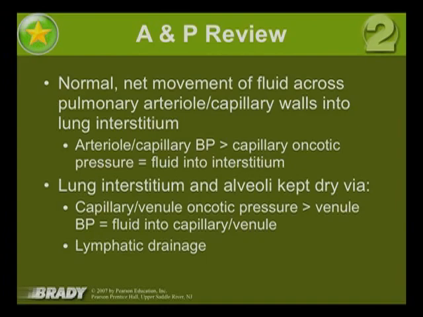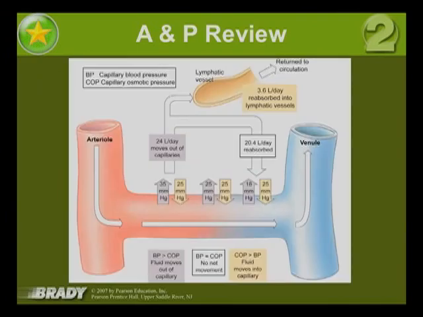The normal net movement of fluid across the pulmonary arterial capillary walls into the lung interstitium: the arterial capillary BP is greater than the capillary oncotic pressure, which is equal to fluids into the interstitium. The lung interstitium and alveoli are kept dry via the capillary venule oncotic pressure being greater than the venule blood pressure, which is equal to the fluid into the capillaries and the venules. You also have lymphatic drainage. There's a diagram explaining some of that to you.